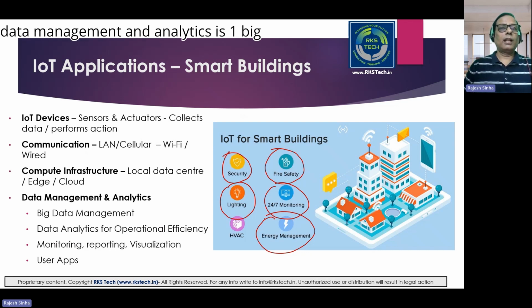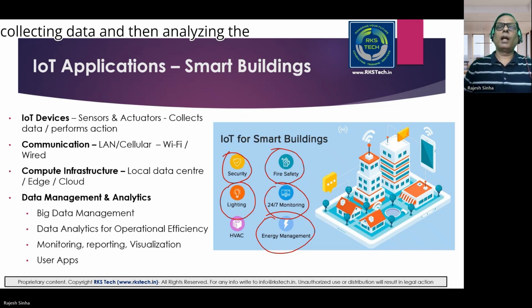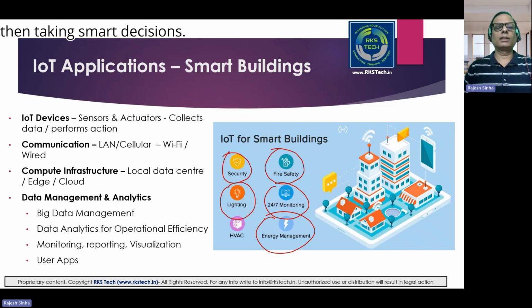So data management and analytics is one big area which needs to be done, because all this data which is coming from different devices, unless you process the data, unless you do some analysis on the data, you will not be able to take smart decisions. So smart decisions is all about collecting data and then analyzing the data to get insight from the data and then taking smart decisions.